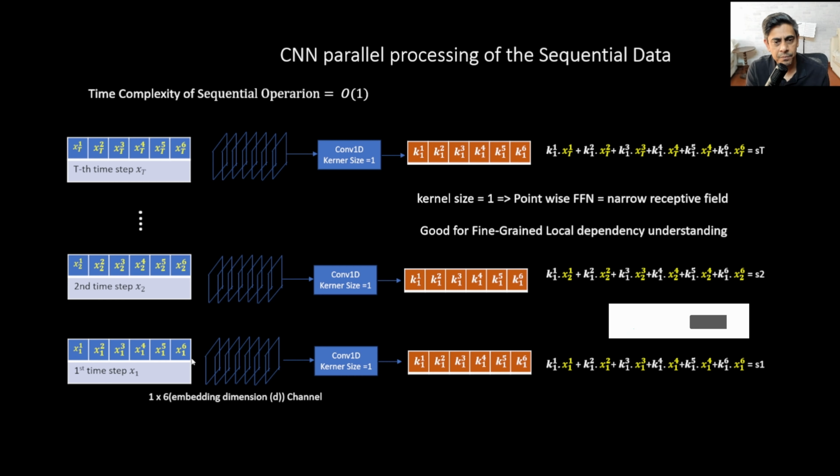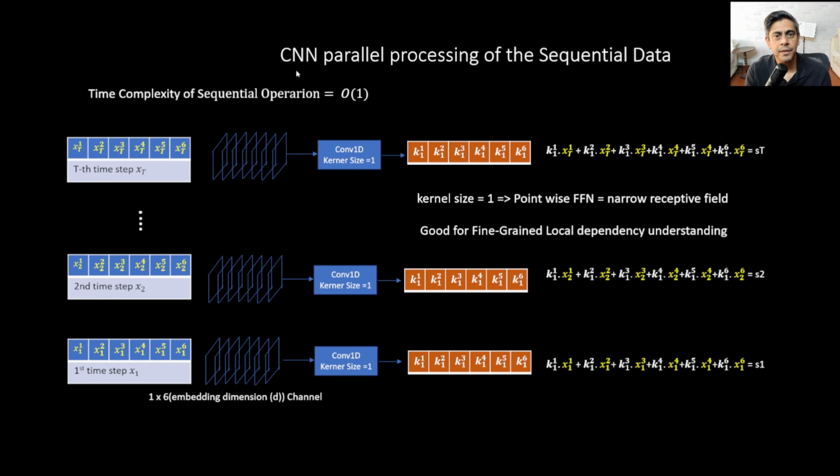In this case, for a textual context, the kernel size is 1, so it is only pointing to one word at a time, and therefore its receptive field is very narrow. Maybe it can only map an adjacent word, but nothing beyond that, right? Here it is good for fine-grained local dependency capturing, but not for global dependency capturing. How your first word and last word are correlated, it will have no capability to do that. That's how CNN is weak.